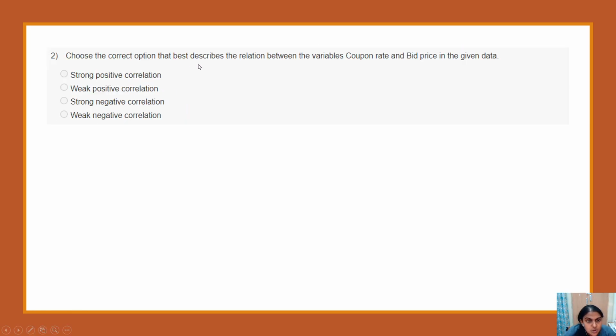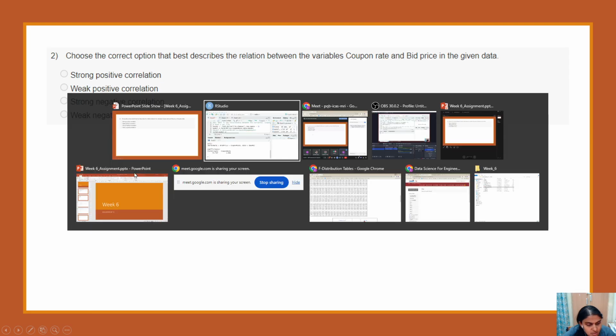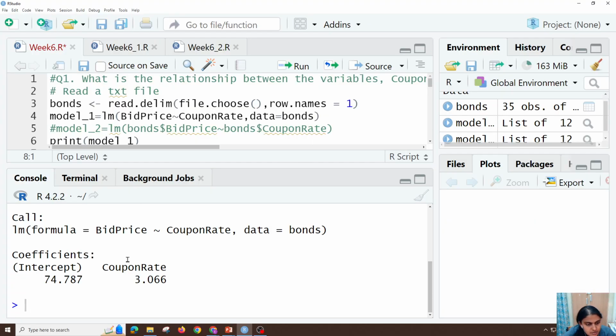Choose the correct option that best describes the relationship between the variables coupon rate and bid price in the given data. So you can give this answer. Just put the answer in the chat window. What have you felt? What will be the answer?